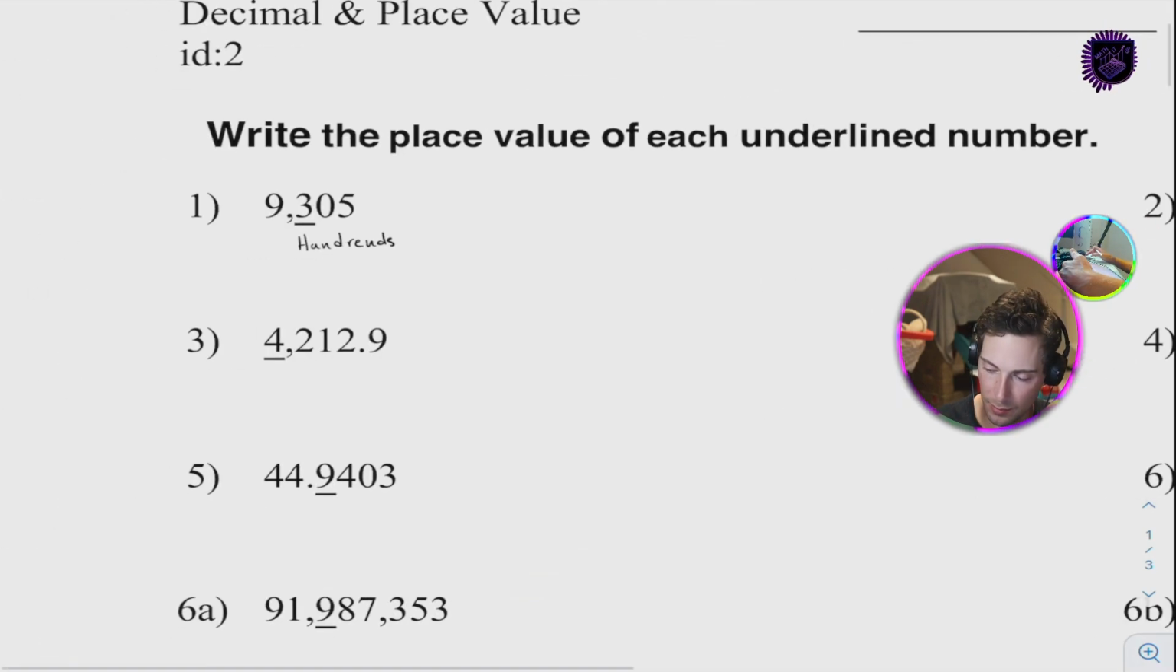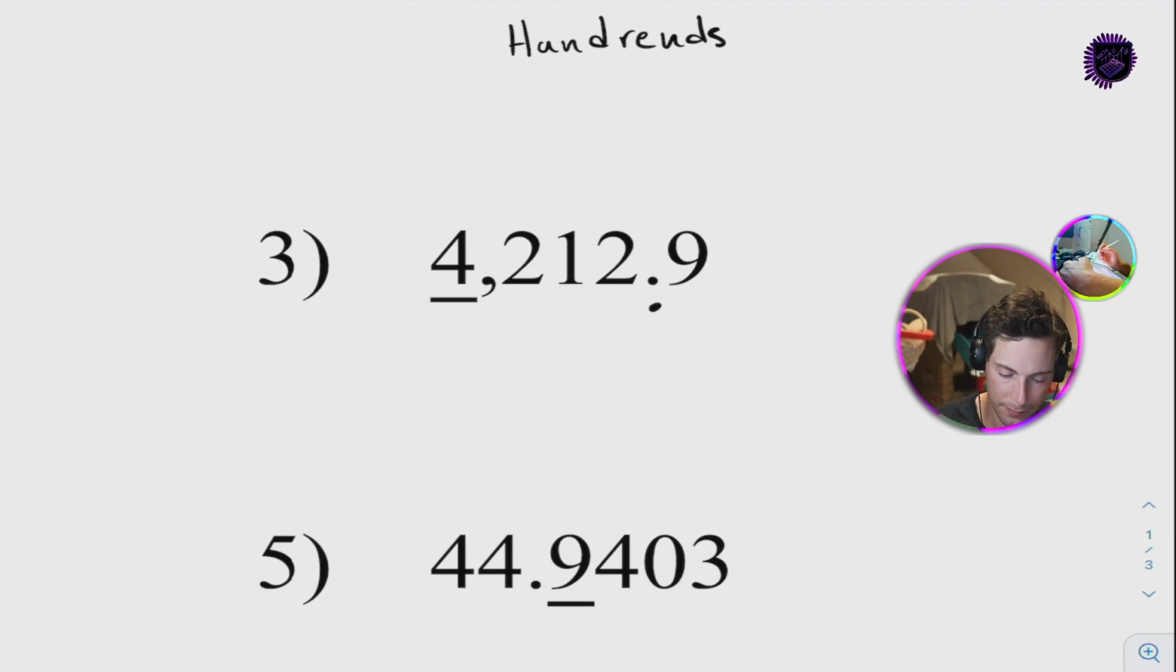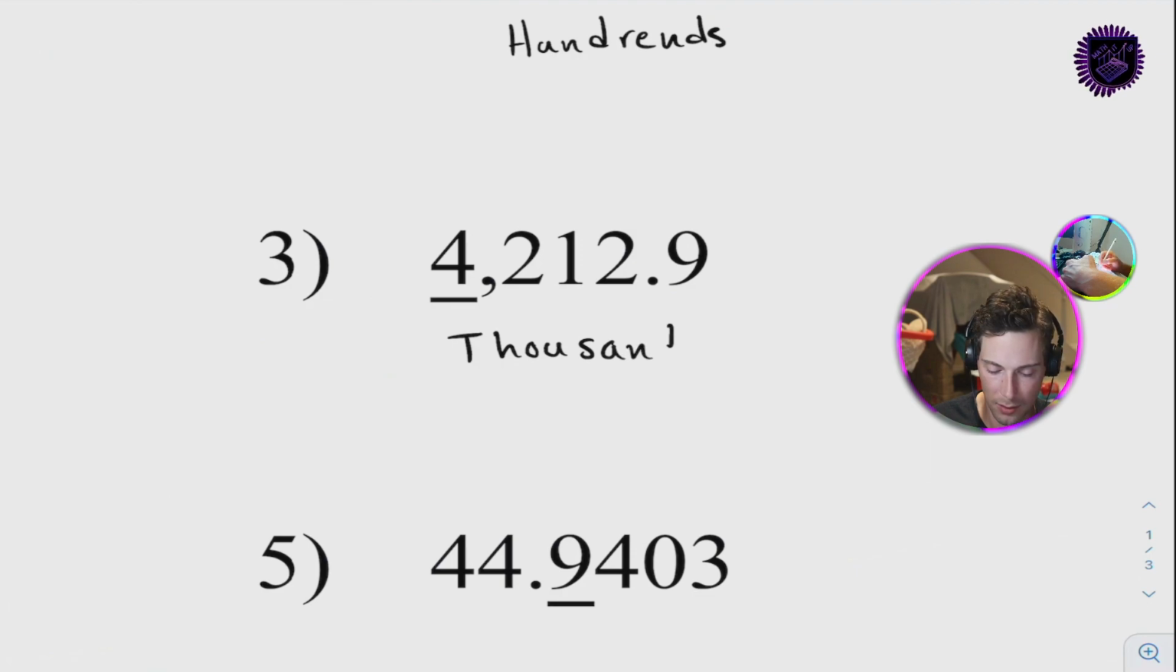All right, question number 3. Here's our decimal. It's super important to take note of. And our decimal goes ones, tens, hundreds, thousands. So this is going to be thousands.